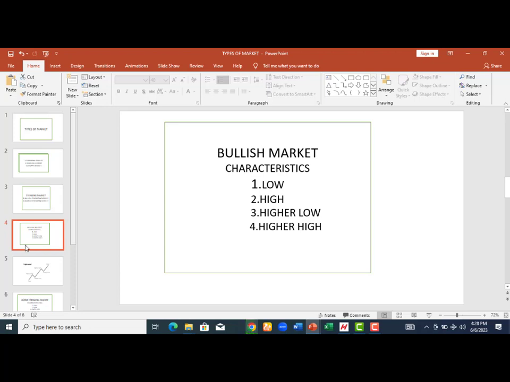Number one, the market must have a low, the market must have a high, the market must have a higher low, and the market must have a higher high. So this is a good example of what I'm trying to show us.